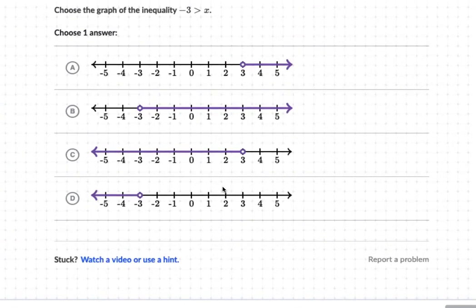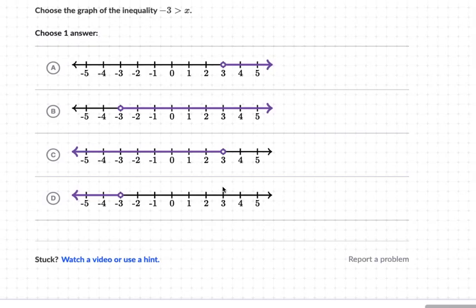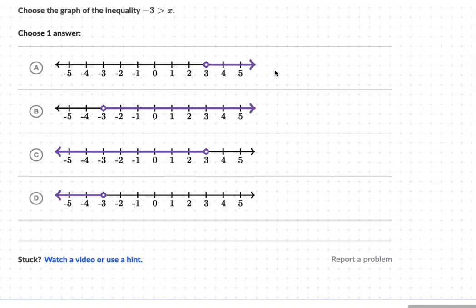So this is where we have to pay attention to the closed dot, the open dot, and then the direction that it's shaded. So we'll do this one together. It says choose the graph of the inequality -3 is greater than x. So this is what we have to choose.